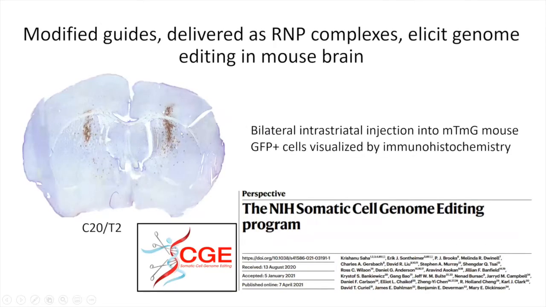Modified guides can be delivered with Cas9 messenger RNA or Cas9 protein. Most of our work so far in the brain has actually been to deliver these with Cas9 protein. And we've been able to see some genome editing in the mouse brain. It stays pretty close to the site of injection. You can see these brown cells are stained for edited cells that are expressing a fluorescent marker. It's a slightly different reporter, but that's sort of where we are.